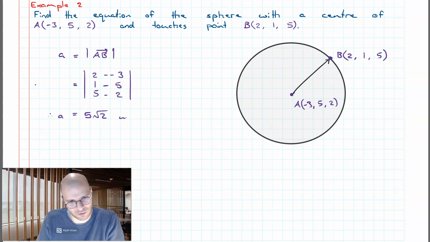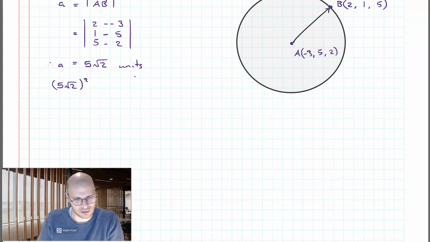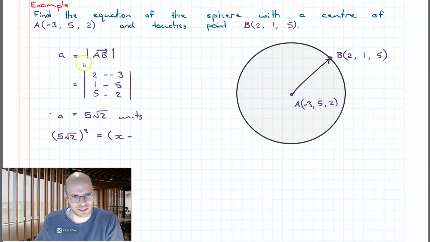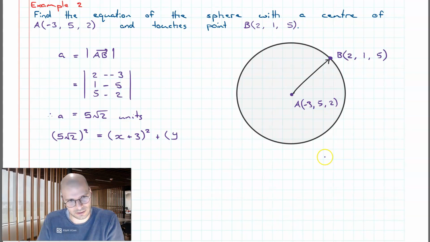Remember, this is a distance with unspecified units, so we just call it units. Alright, now that we've got our center, which is at point A, and we know our radius, which is 5√2 units, we can simply plug this into the Cartesian form of the equation. So it's going to be (5√2) all squared, equals, and then we can go x, take, our point A is -3, so that becomes +3, plus y, take 5, all squared, plus z, take 2, all squared.